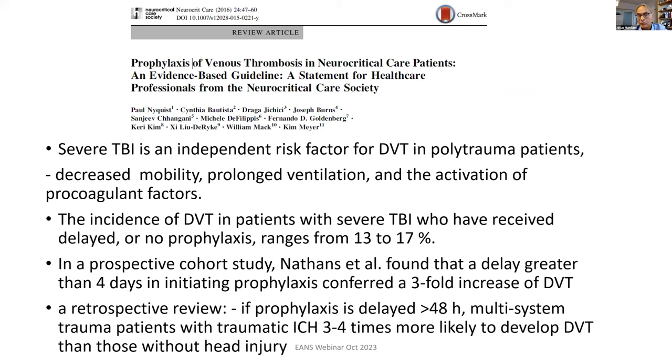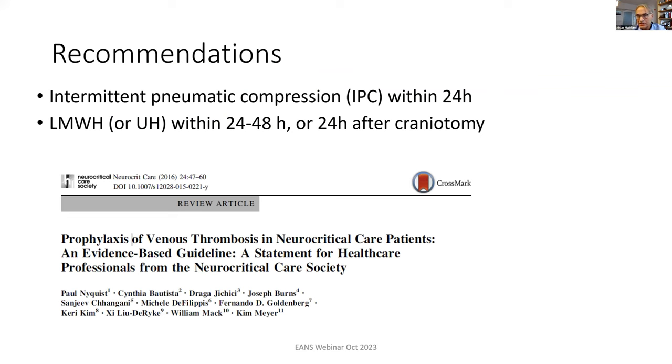Also, in a retrospective review, if you delay more than 48 hours, you have an increased risk of developing DVT. So their recommendation is you use intermittent pneumatic compression boots within 24 hours, and you can start low molecular weight heparins or unfractionated heparin within 24 to 48 hours. Or if you've done a craniotomy, around 24 hours after that craniotomy. But wait a minute, if you give prophylaxis too early, can't you cause hemorrhagic complications? That was stated by the Brain Trauma Foundation.